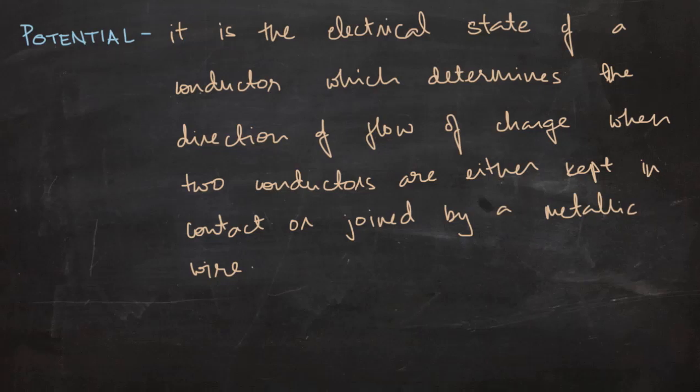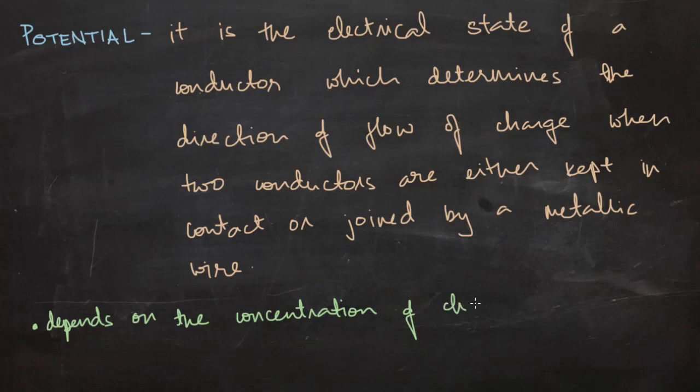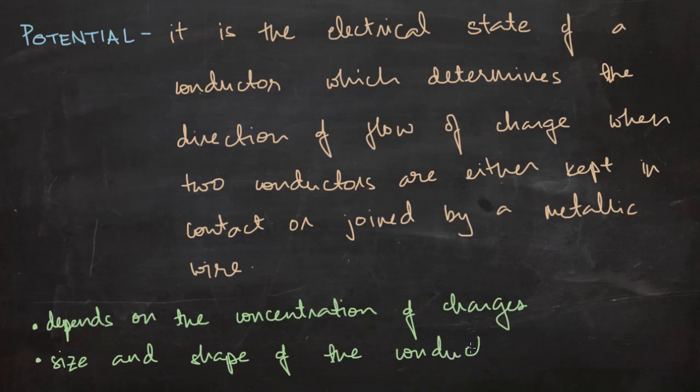Important things that you should keep in mind about potential. One, it depends on the concentration of charges on the conductor, and the size and shape of the conductor. These are two important things that you need to keep in mind.